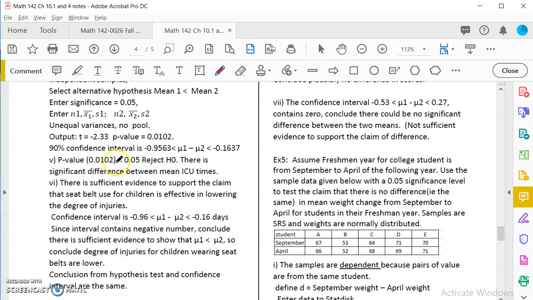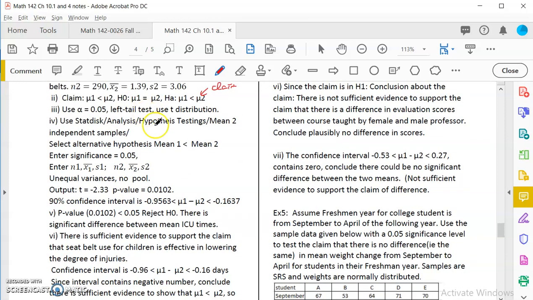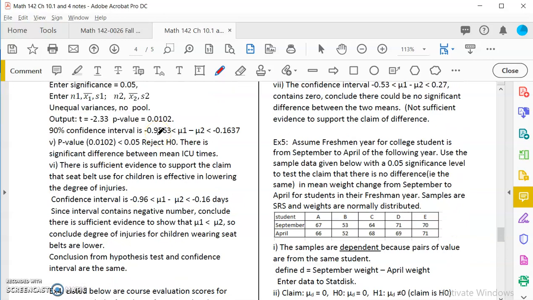0.0102 is less than 0.05. So it is a surprise difference. x1 bar, x2 bar, although there doesn't seem to be very different, it's 0.83 versus 1.39, but because of the size of the standard deviation, they are actually quite rare. The difference is quite rare. And we will reject H0. H0 says that they are the same. We rejected it. That means there is significant difference between the mean ICU times.